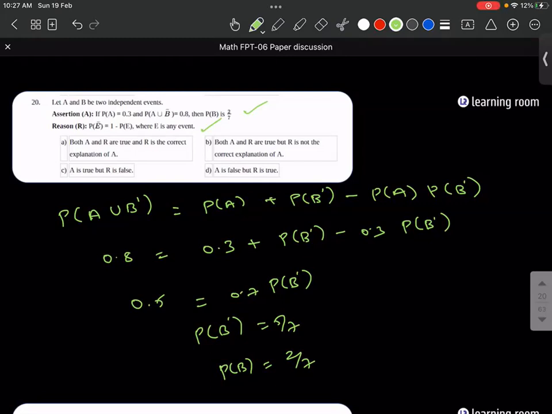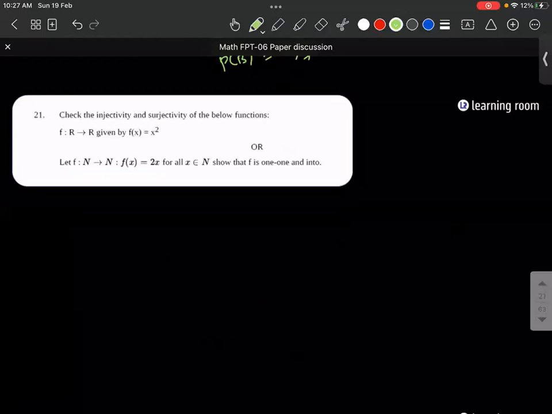Sir, option A, sir. Correct. Check the injectivity. This is not. And what about surjectivity? That is also not. You know why, right? We have done many such similar problems.